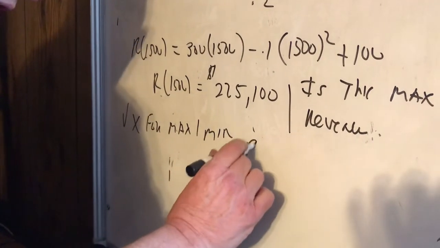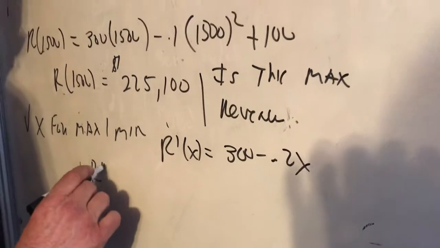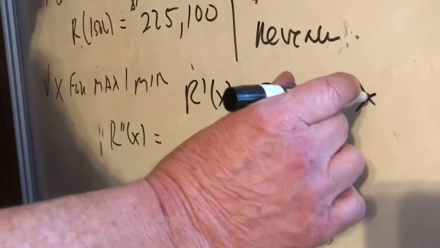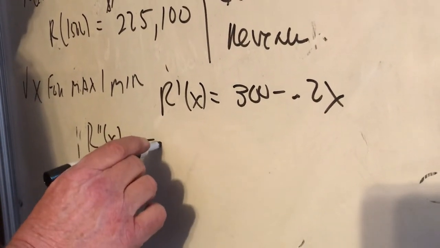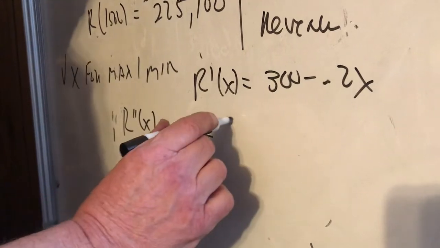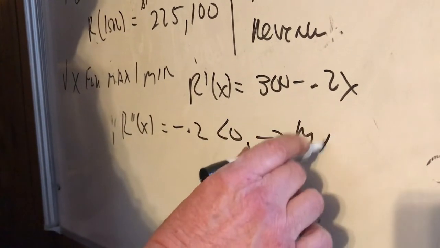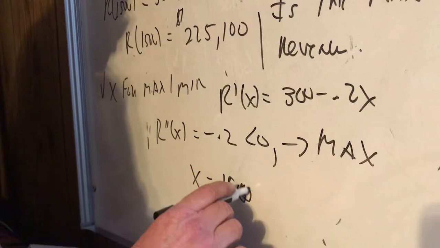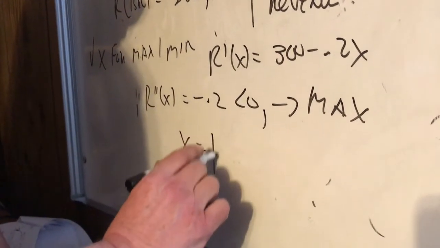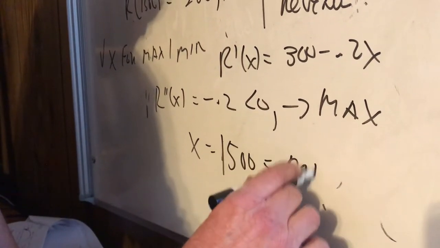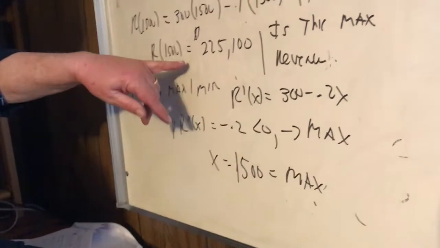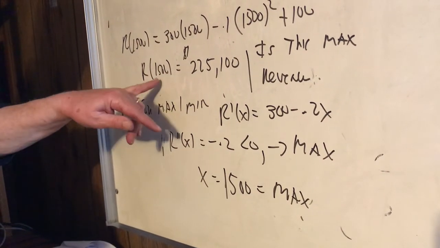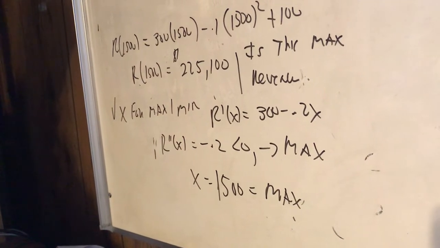So the first derivative we know is 300 minus 0.2x. So the second derivative is going to be what? It's going to be minus 0.2, correct? So no matter what the x is, this is going to be less than 0, which means I'm at a maximum point. So x equals 1,500. Sorry, it's tough to write when I get to the bottom of this board. So therefore, my maximum revenue is going to be 225,100 at my maximum production point of 1,500, or sales.